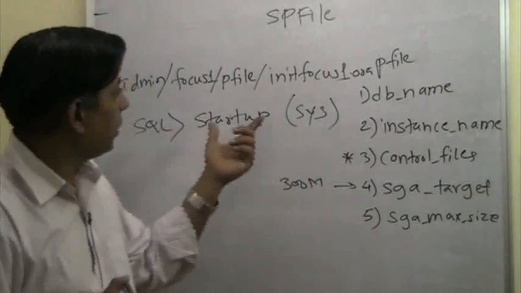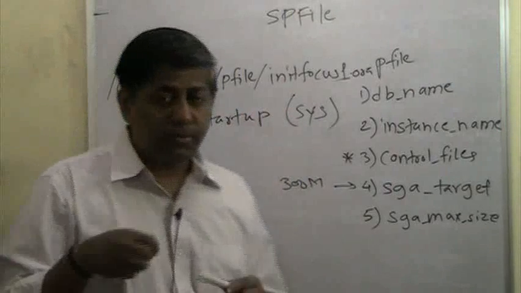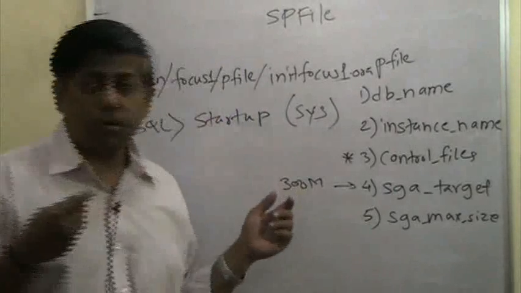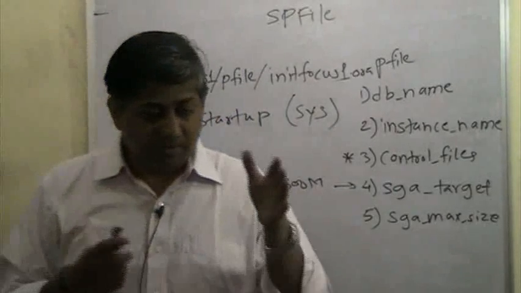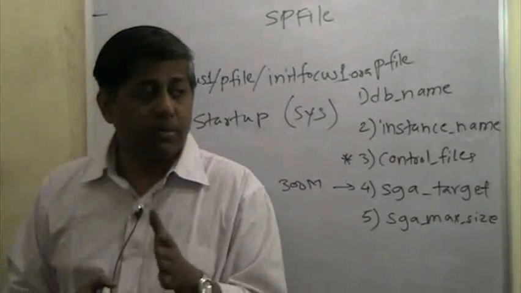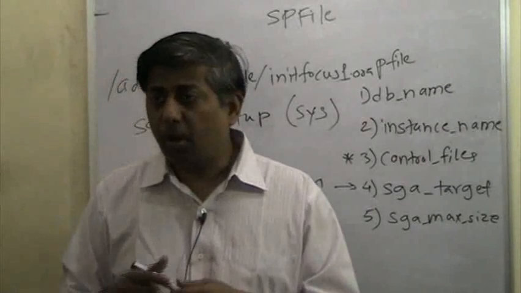The default location is the DBS directory, Oracle home /DBS, which I had written earlier. So it will go over there and try to find the init.ora file. When I say init.ora file, it will find initfocus1.ora. How does it know it has to find initfocus1.ora? Based on your environment variable ORACLE_SID.